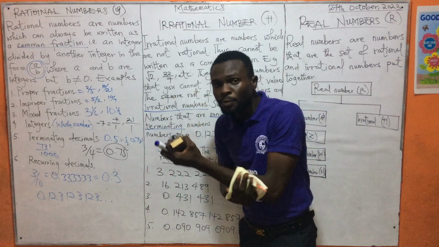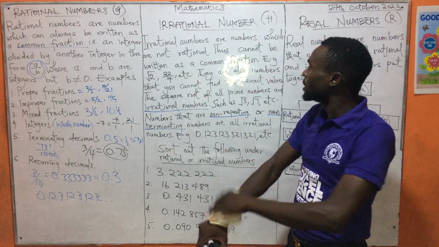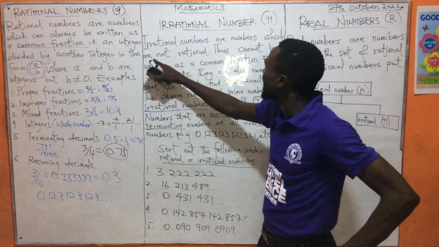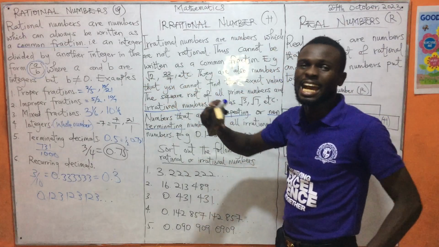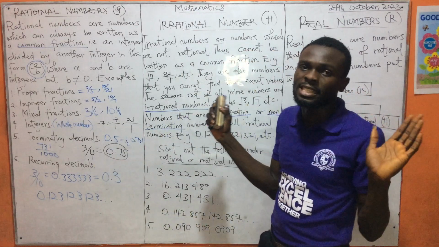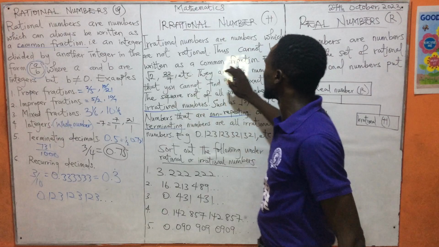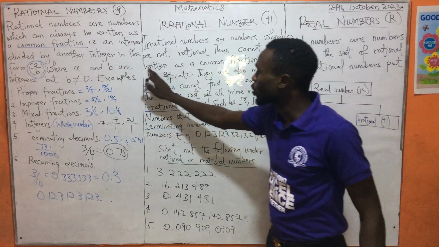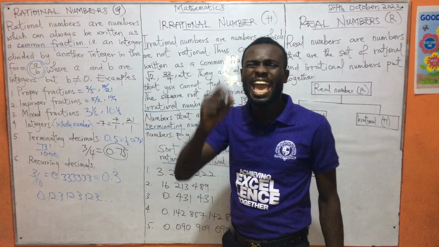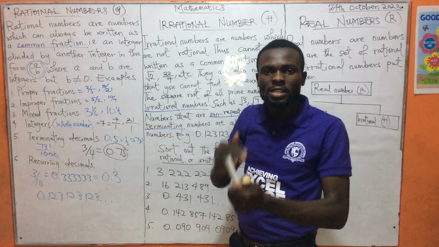Good. Now let's look at the opposite of rational numbers, being irrational numbers. Irrational numbers are numbers which are not rational. And when we say they are not rational, it means they cannot be written as a common fraction. You can't write it as a/b. Example, the square root of 2. This happens to be an irrational number, because we cannot write it as something over something.